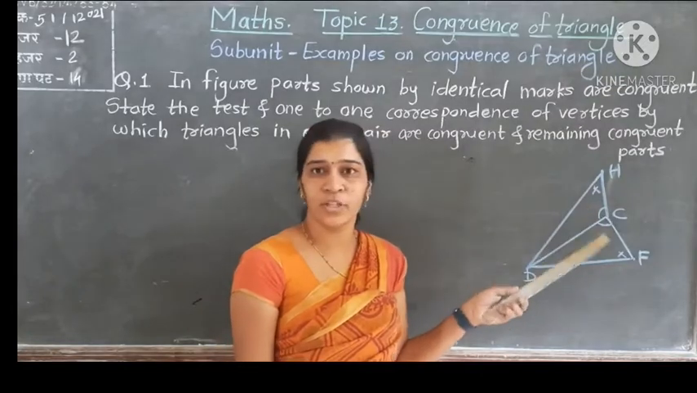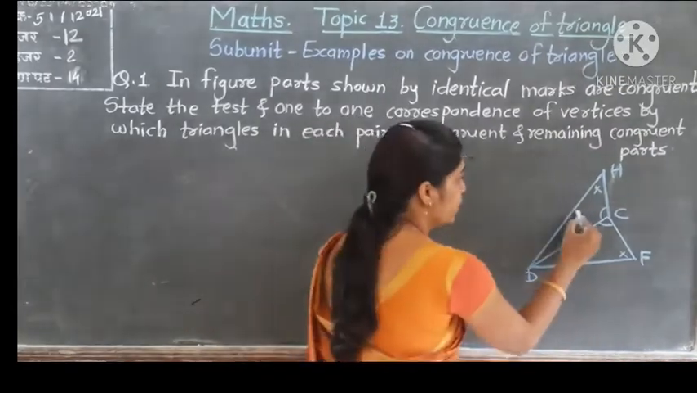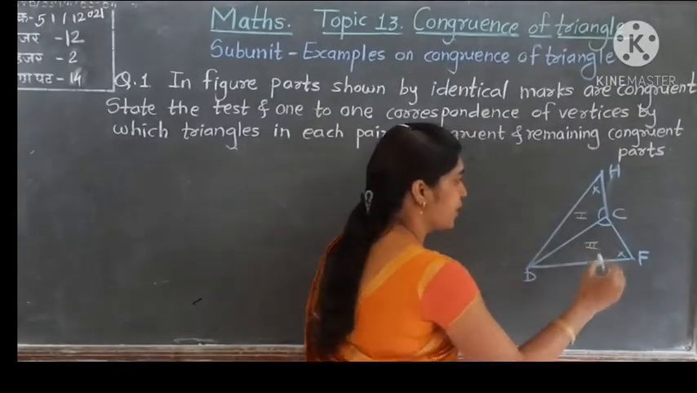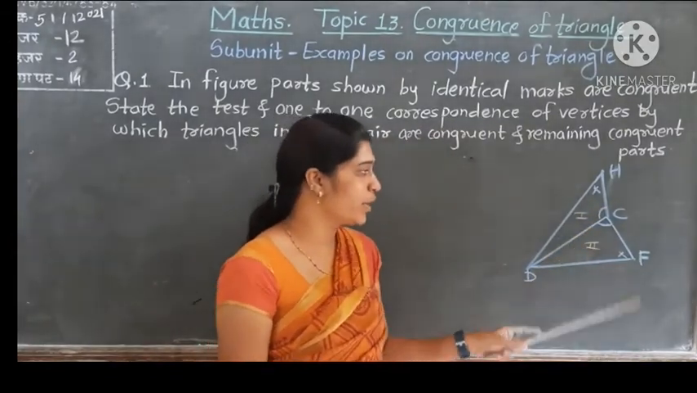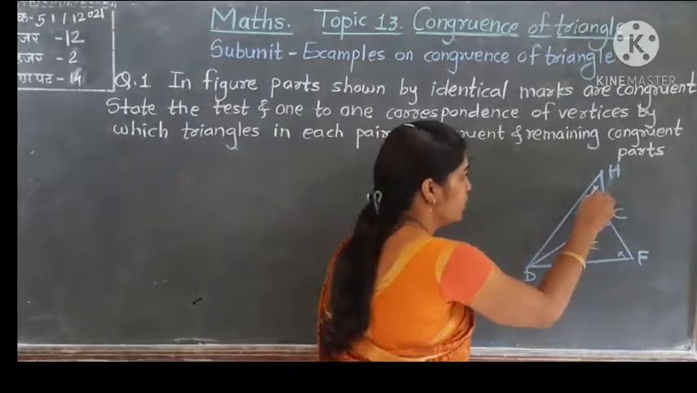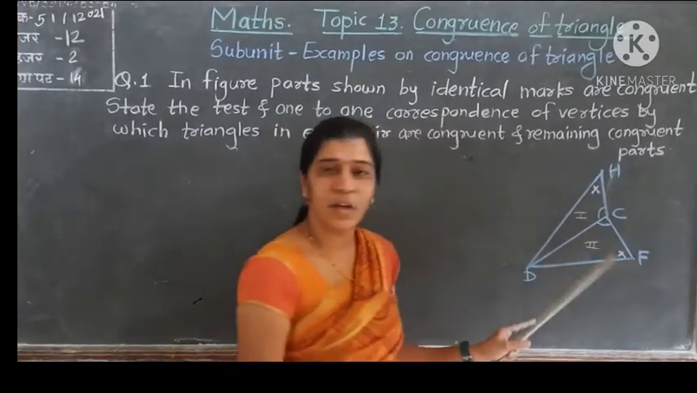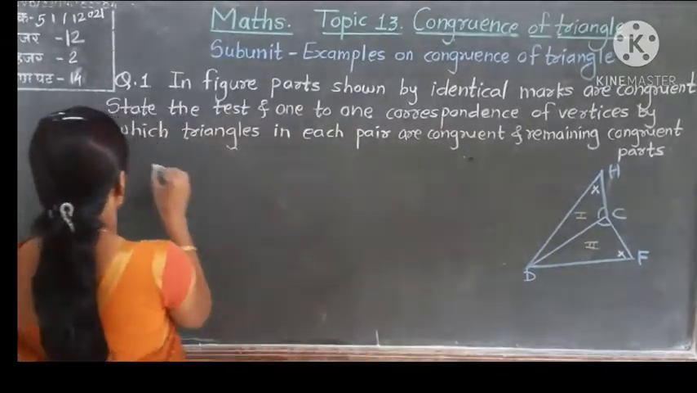We have to show these two triangles are congruent. This is the first triangle and this is the second triangle. We have to prove these two triangles are congruent. So let's start. How to make these two triangles congruent?